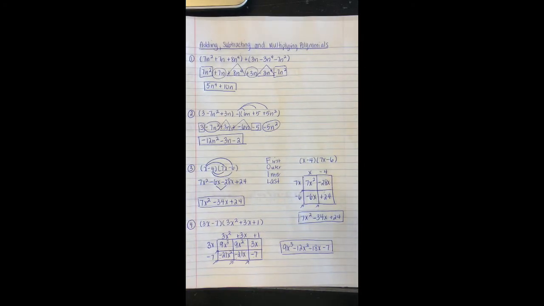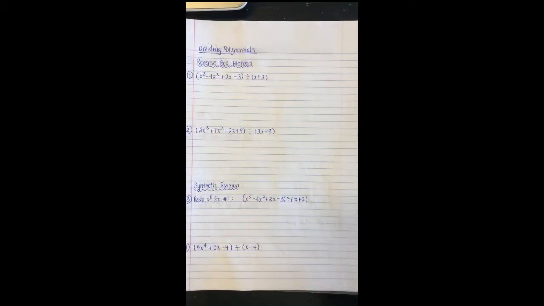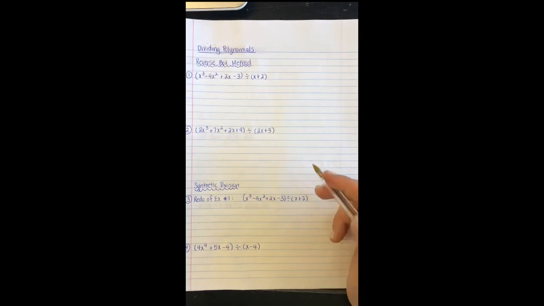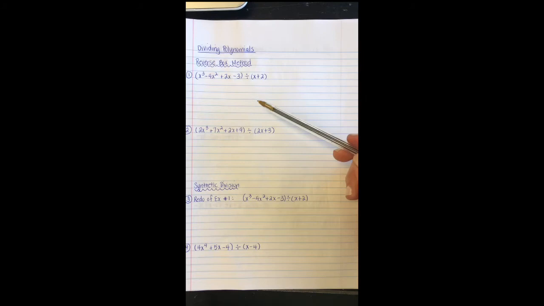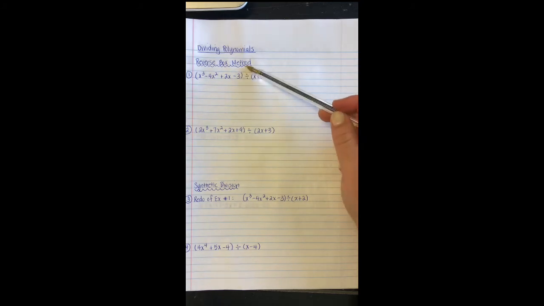Okay, so we are now getting into dividing polynomials. And there's two main methods that you really want to be able to know when it comes to dividing polynomials. You have the reverse box method and synthetic division. There is something else called long division. I don't really recommend it because I feel like people make a lot of mistakes in it. And reverse box basically will replace long division. Reverse box can be used in every situation.